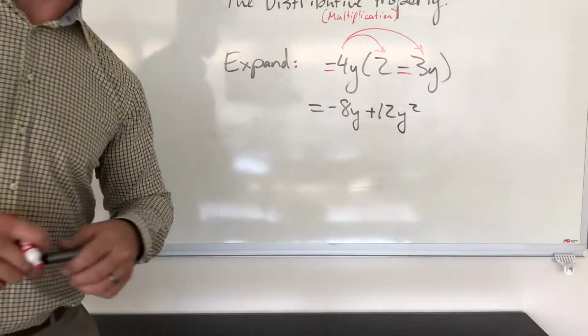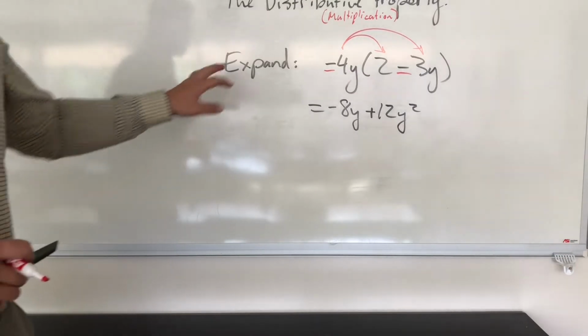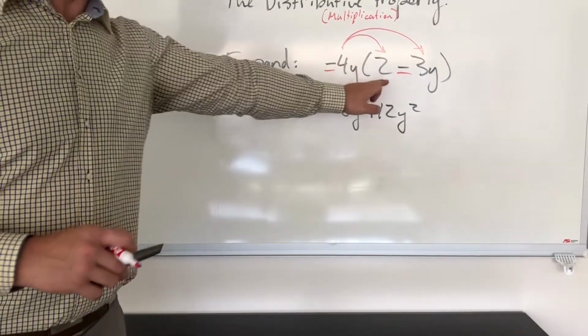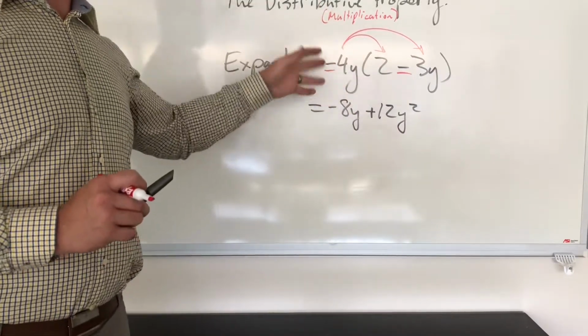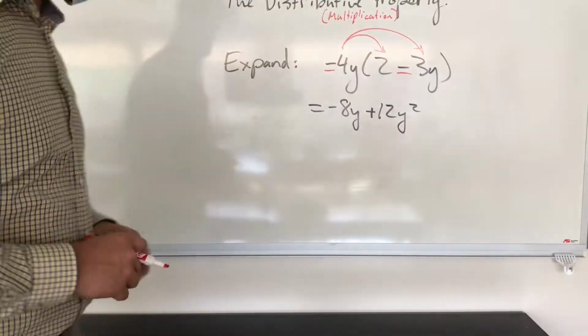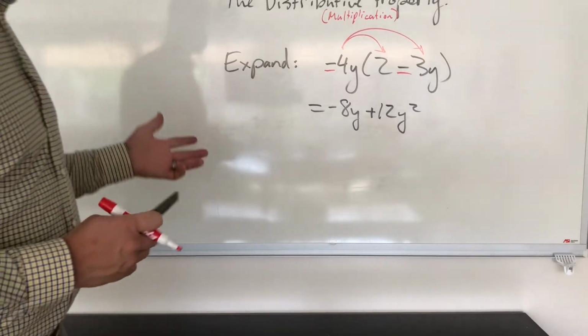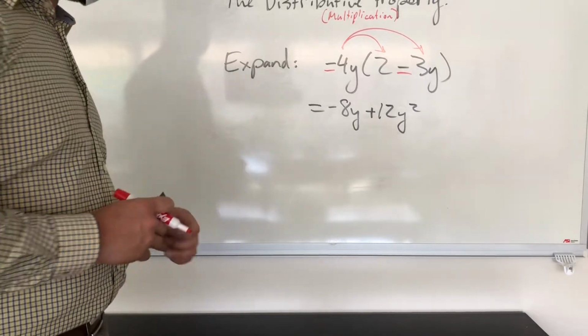This is a good review of the distributive property. Note that it doesn't just have to be one term into 2 terms. It could be one term into 20 terms, or it could be 5 terms into 5 terms. There are many higher examples of the distributive property, but for the time being, this should cut it.